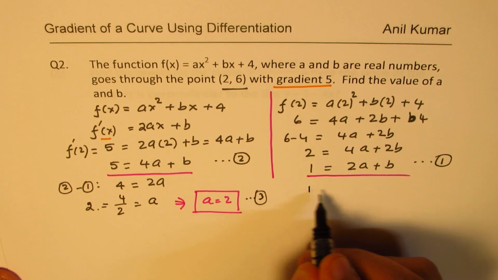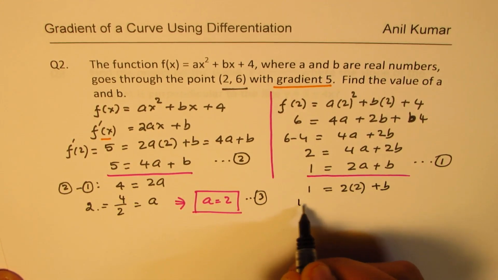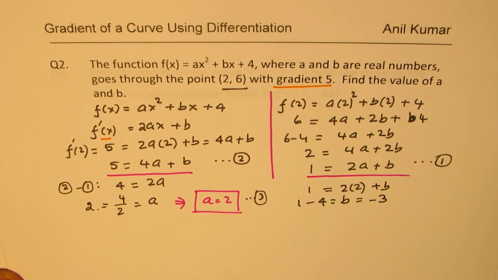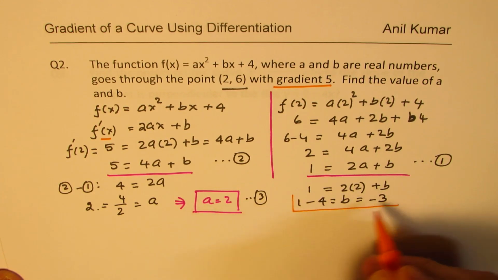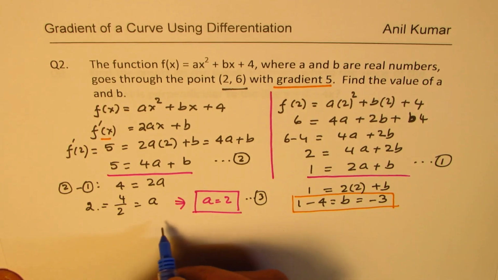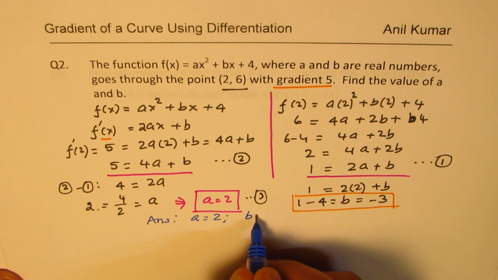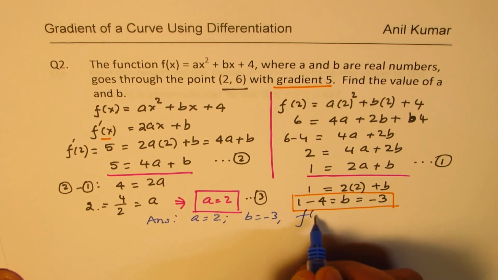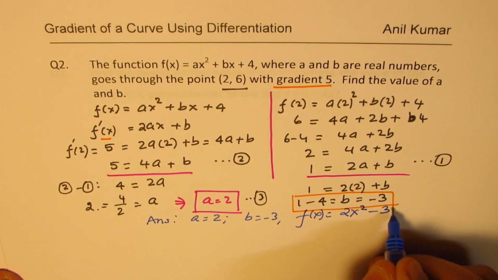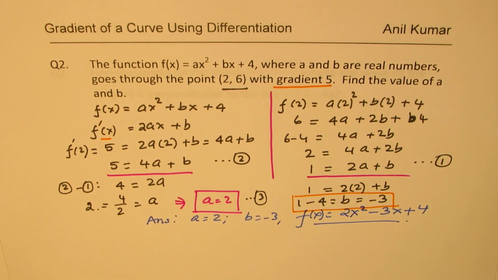Substitute it here. So we get 1 equals 2 times 2 plus b, right? So which is 1 minus 4 equals b, or negative 3, right? So we get the value of b as negative 3. Perfect. And now we can write down our answer. So our answer here is that a equals 2, b equals negative 3. That means f of x is what? It is 2x squared minus 3x plus 4, correct? For the given situation. Is that clear to you?